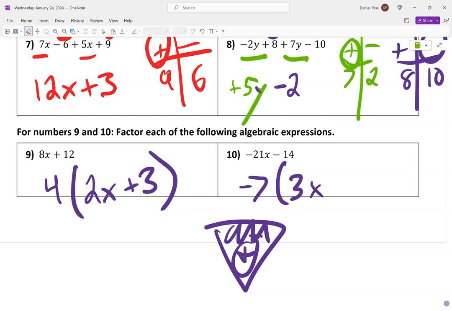And then negative 14 divided by negative 7, or well, you're saying it backwards. Negative 14 divided by negative 7 would be positive 2. Okay, do we agree with that? Yes, sir. All right, we are done.